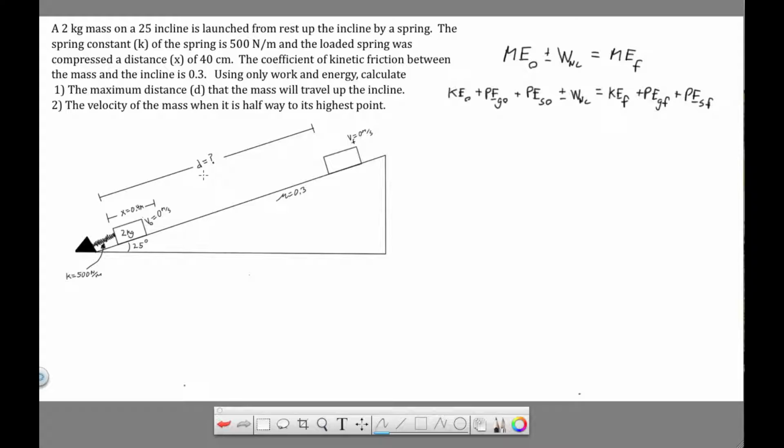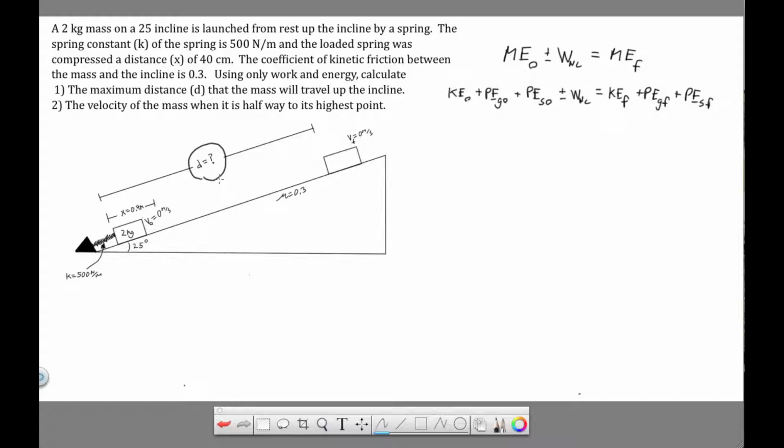The thing we're solving for is the distance up the incline, measured along the incline, the distance the block will travel before coming to rest. And we're going to do this with work and energy.